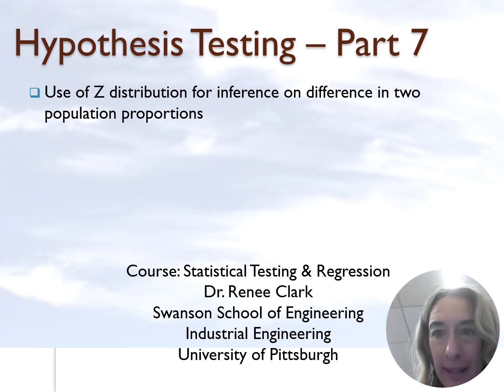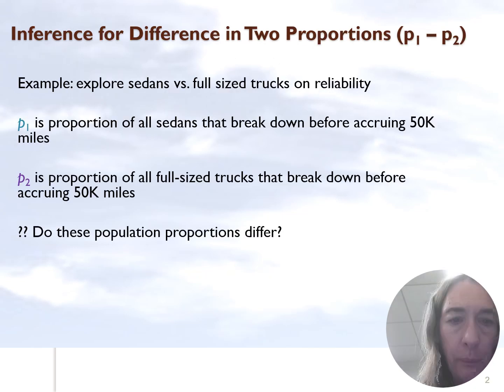Welcome to part 7 in support of our video series on hypothesis testing. In this video, we will discuss use of the z-distribution for performing inference on the difference in two population proportions. I'm Renee Clark from the Swanson School of Engineering at the University of Pittsburgh.